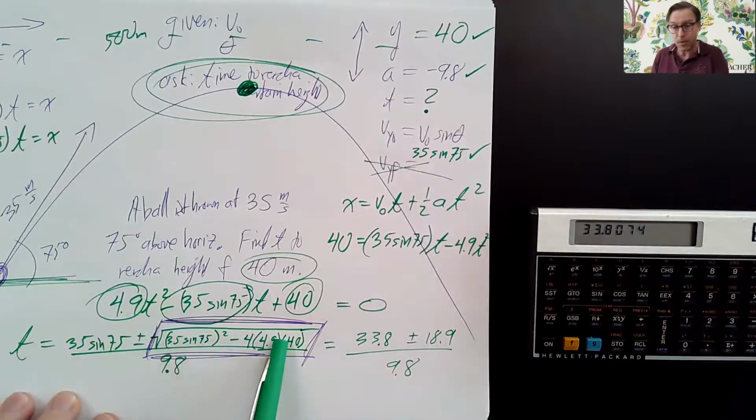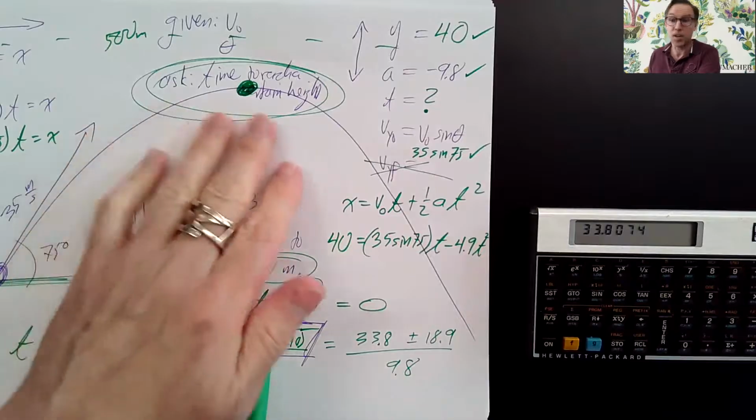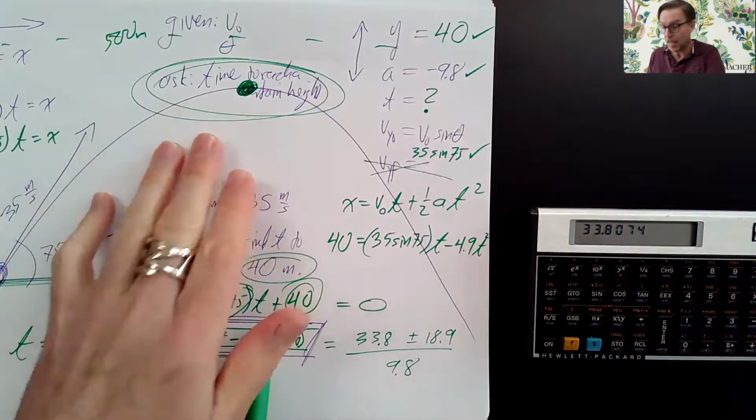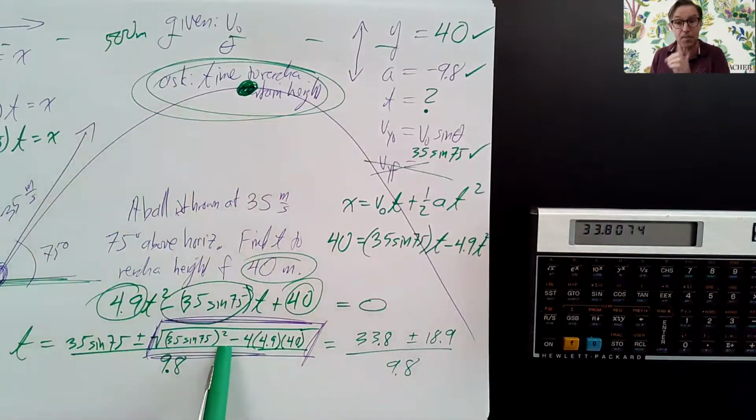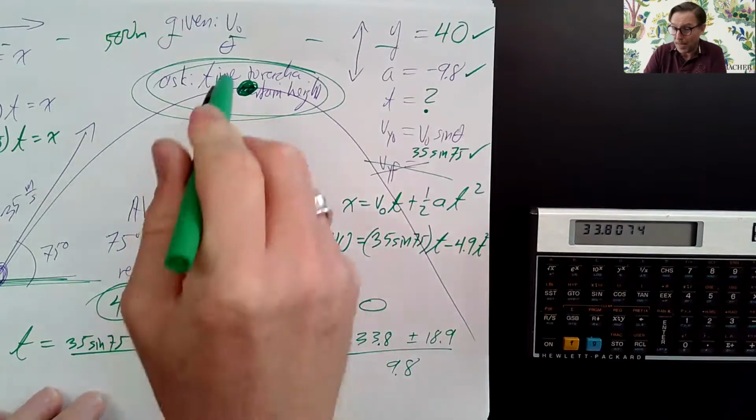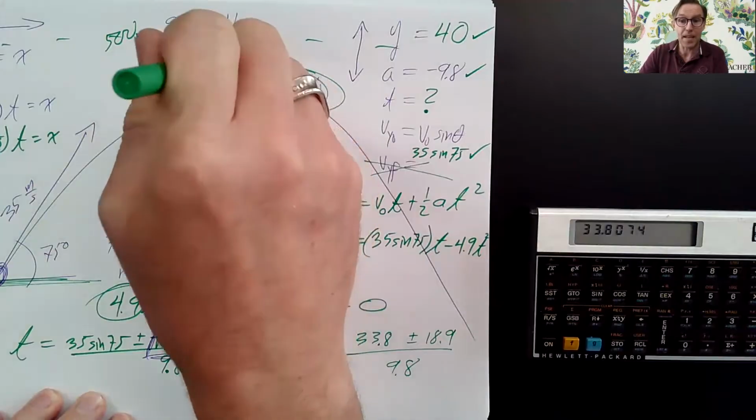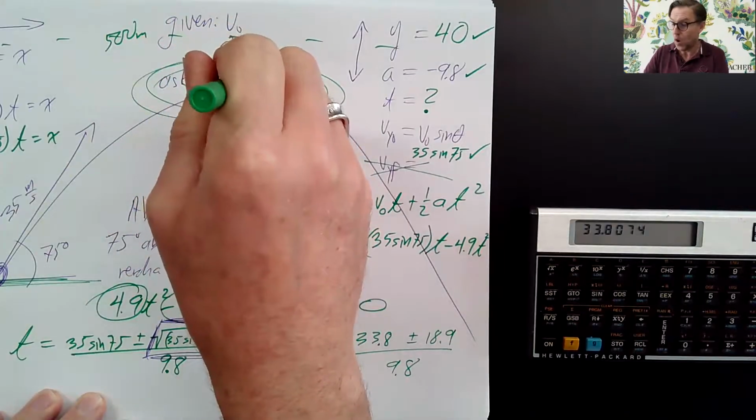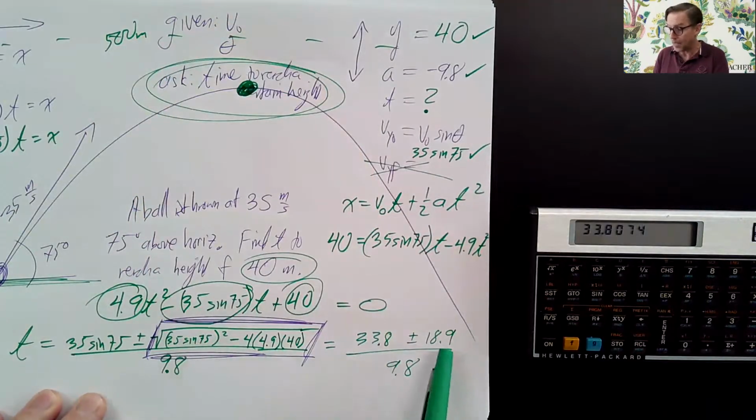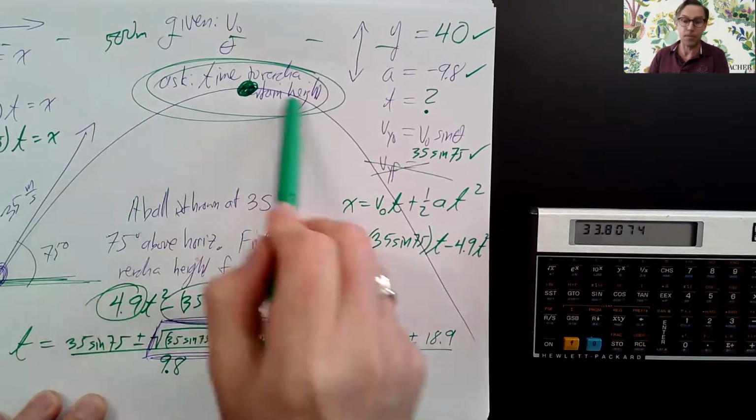So if what's inside the square root is negative, there is no answer. It never gets that high. If what's inside the square root is the number 0, that one magical moment right here, I reach that height one and only one time. And that height happens to be the vertex. Or if what's inside is positive, then I'm going to add that square root and I'm going to subtract that square root, and I'm going to get the two different times I reach that height.